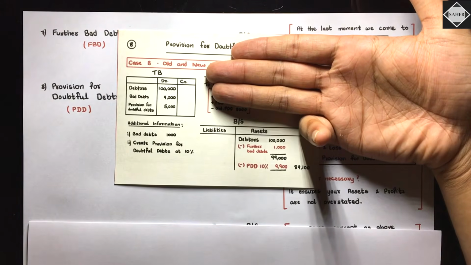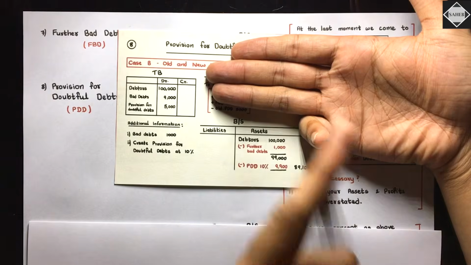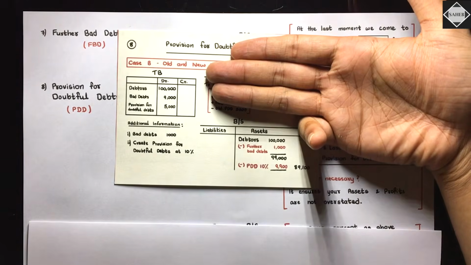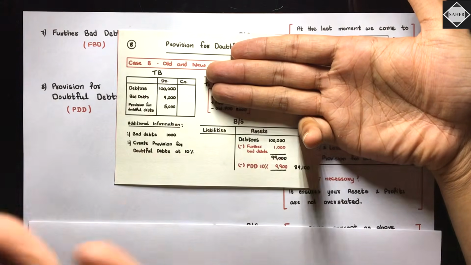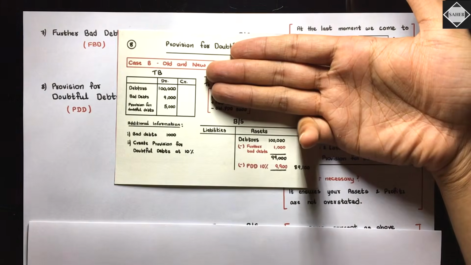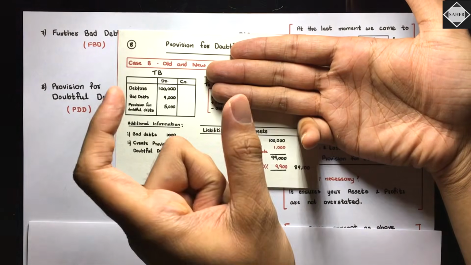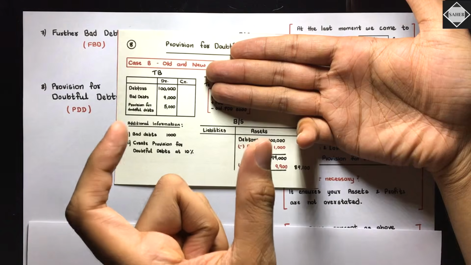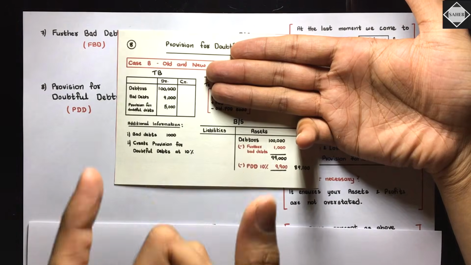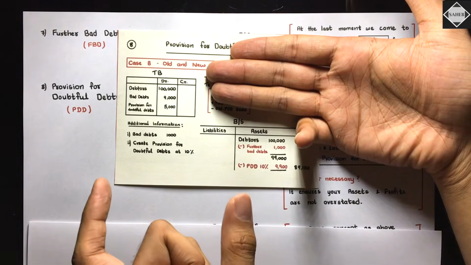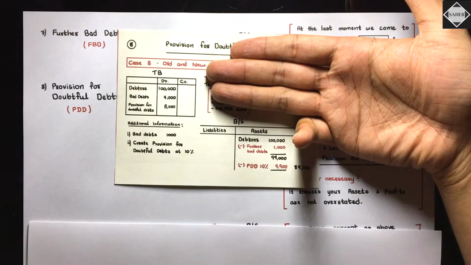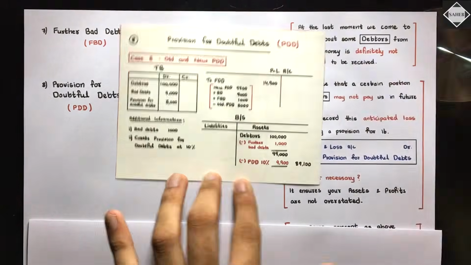Now what do you have to do? How much will hit the profit and loss? In profit and loss, there you will use the shortcut. What is the shortcut? The shortcut is really simple. New provision plus the expenses of the current year, which means plus bad debts plus further bad debts, minus old provision. This is what you will do. So see here, really easy.